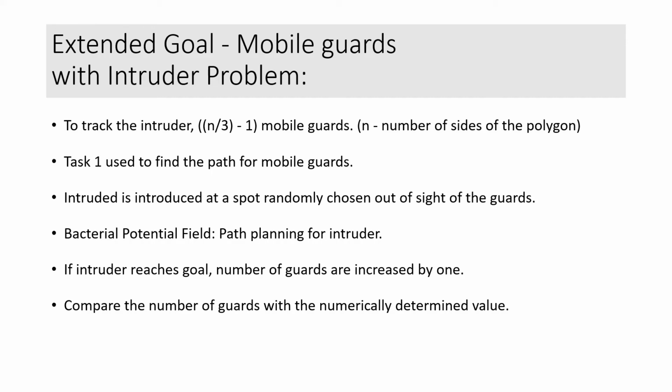As of now, these visible regions of the guards are plotted as obstacles in the map of the intruder. So the map is dynamically updated and the path is planned in such a way as to dodge the obstacles according to the bacterial potential field algorithm.